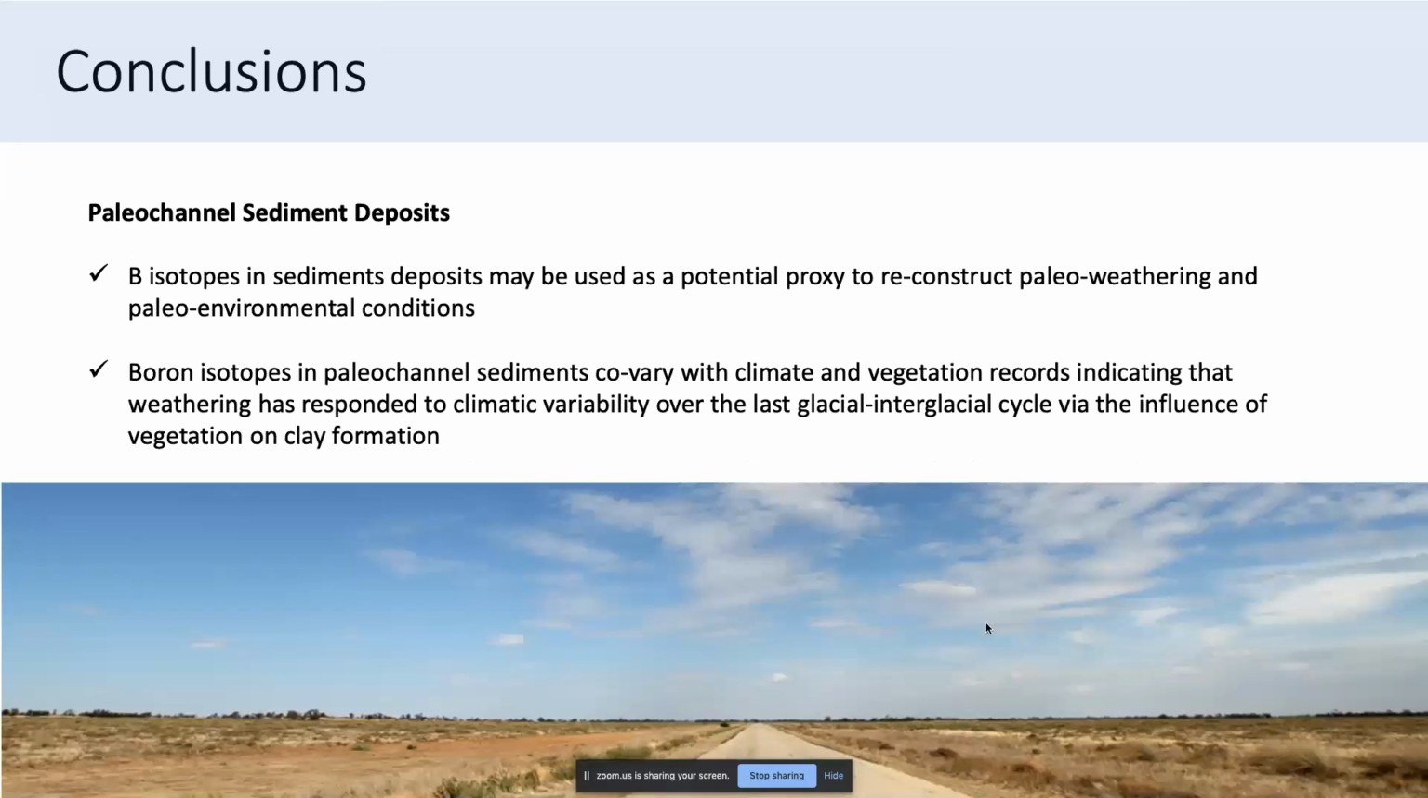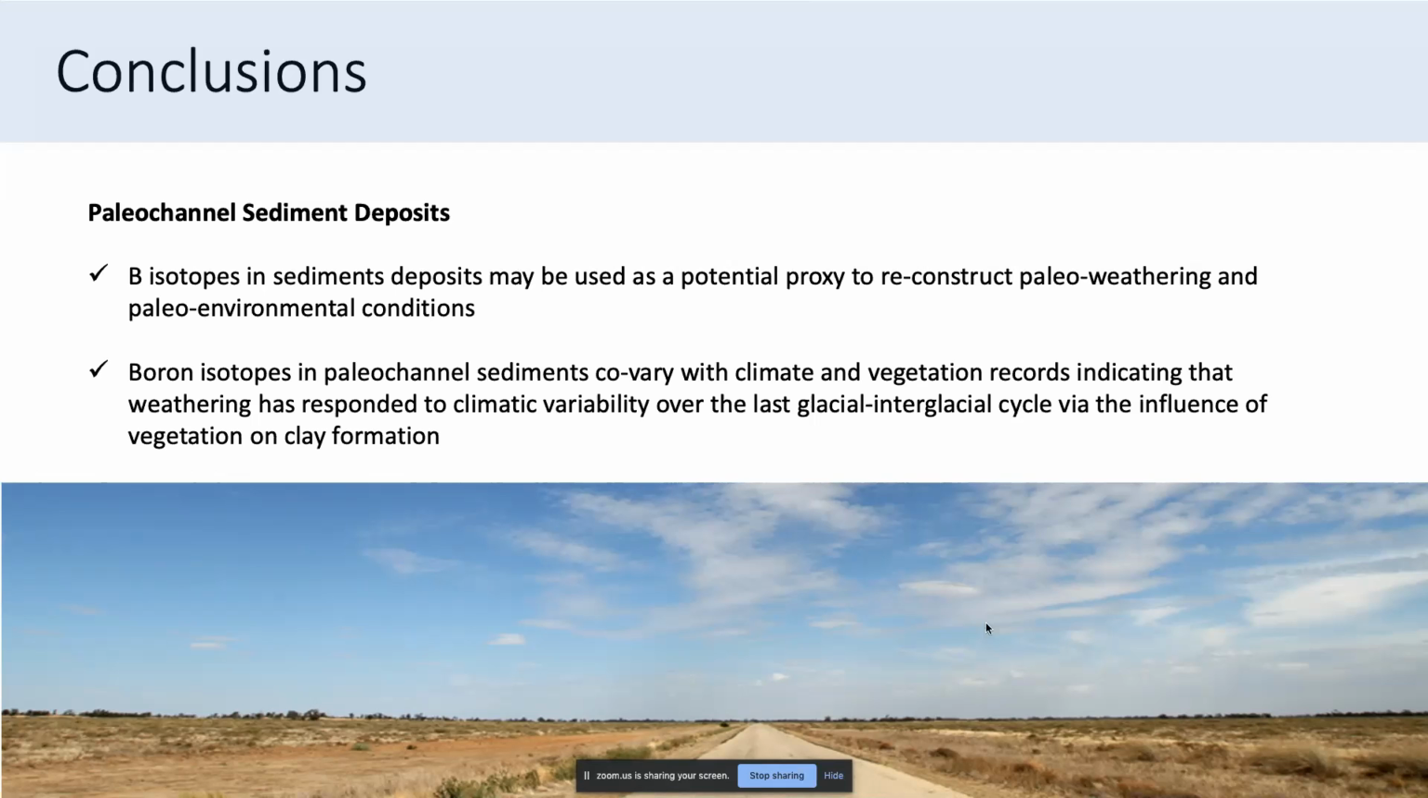And then our Paleo Channel sediment study, this is work that I'm still trying to publish. So it's the second major chapter of my doctoral thesis. And the results are good. They indicate that the boron isotopes in these clays may be a potential proxy that you could use to reconstruct the past. You could reconstruct what the vegetation was like, and you could reconstruct how intense the weathering regime was. So that can give us information about what the landscape looked like or how the landscape changed over time.